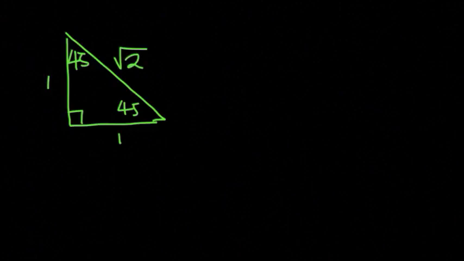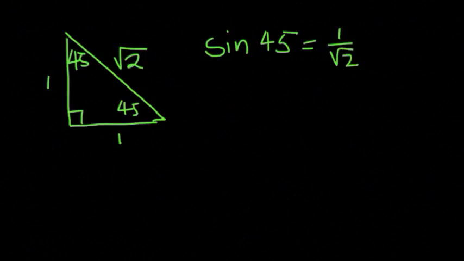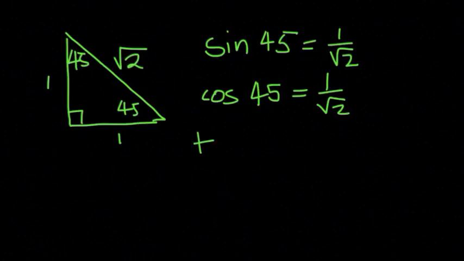And now if I want to find the sine ratio of 45 degrees, what I get is sine 45 is equal to 1 on root 2, and that the cosine of 45 is also going to be equal to 1 on root 2, and that the tan of 45 is going to be equal to 1, because it's just 1 on 1. They're our exact ratios. They're going to be very important for later work.